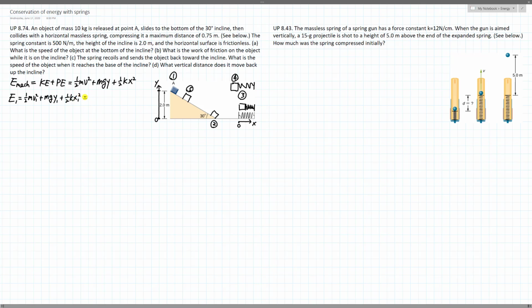Since there's no spring compression and no initial speed, we can set the first term and the third term to 0, and only the second term is a non-zero term that involves the 2 meter height. So we'll do that. 1/2 m 0 squared plus m g y1 plus 1/2 k 0 squared. So we end up with just m g y1, and let's plug in the numbers. 10 kilograms, 9.8 meters per second squared, 2.0 meters.